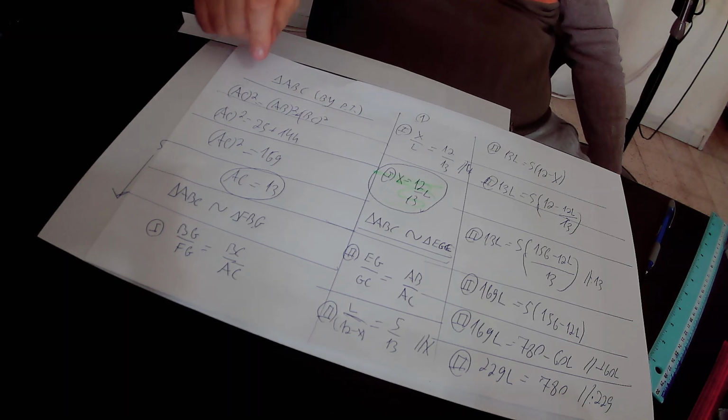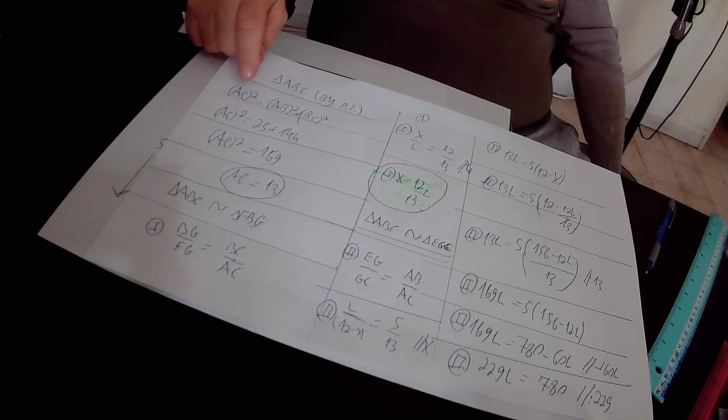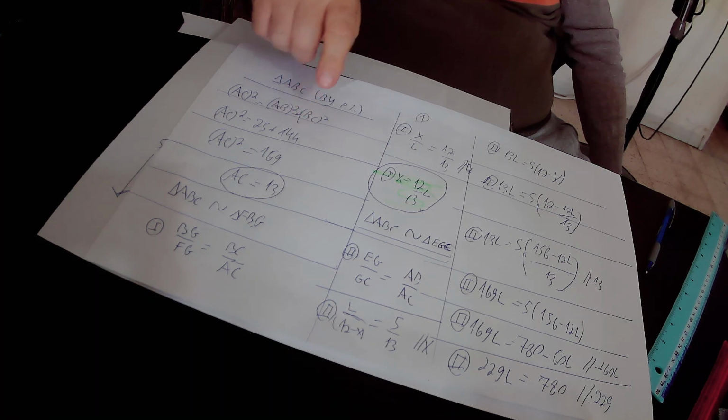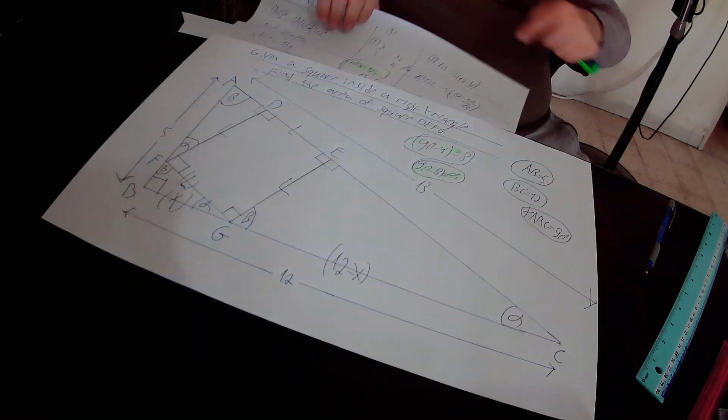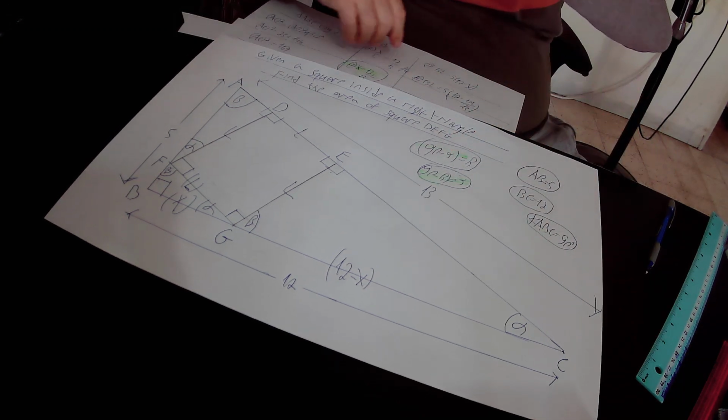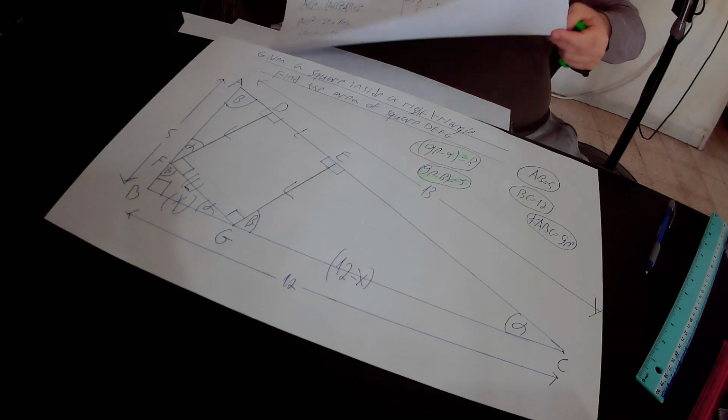In conclusion, AC squared equals 25 plus 144. 25 plus 144 is 169, so AC squared equals 169. We took a root out of this equation and finally found out that AC equals the square root of 169, that is 13. So the length of the hypotenuse AC equals 13 units. Okay?